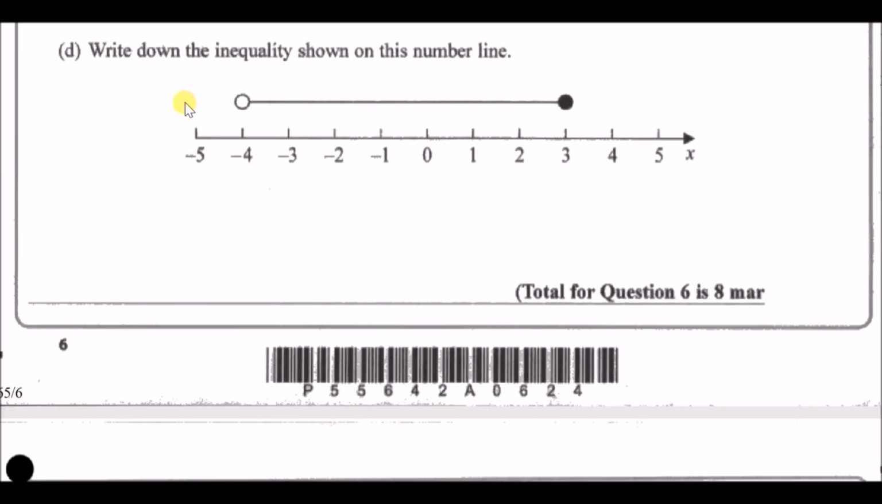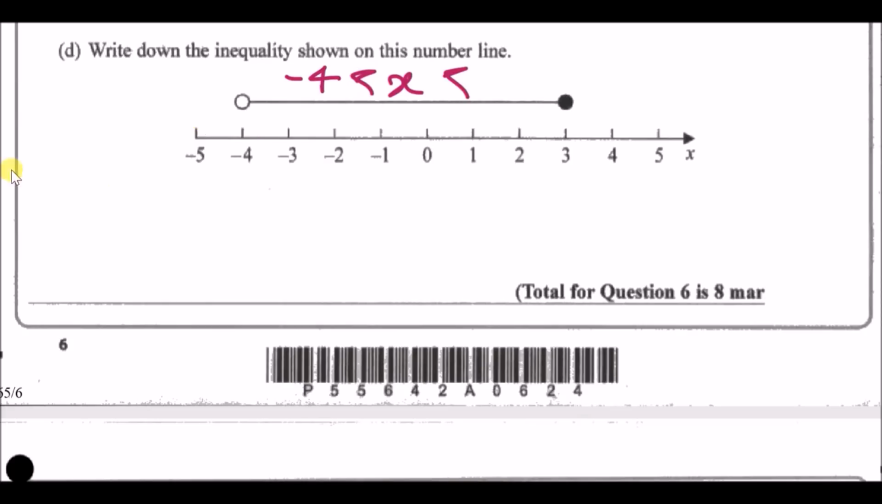Now D, write down the inequality shown on this number line. Okay, so the way this looks, just say this is x, yeah? Let's assume it's x. Now we just have to figure out the arrows here and the arrows here. So when you have a dot, a circle here, which is, by the way, not shaded in, we're going to say this is not equal to that point. So this is going to be at -4.